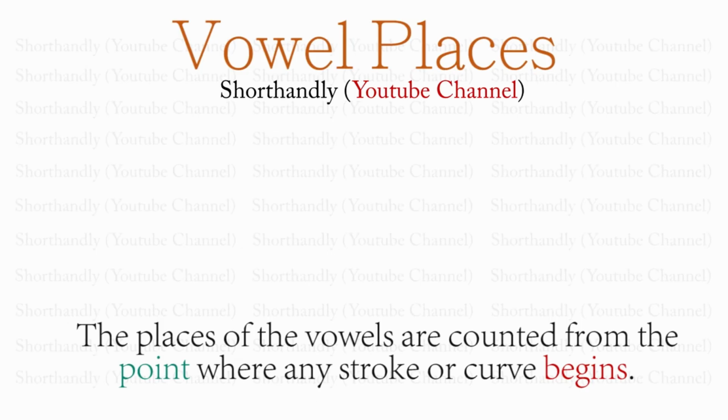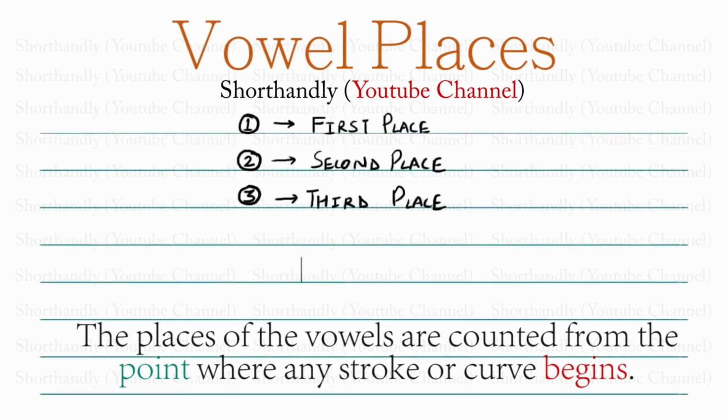Now to understand this statement, we're going to be making a stroke. Suppose we make a stroke here, like this. Notice we started making this stroke from this point, then we moved in the downwards direction, and then we ended this stroke at this point. As we started from this point, this place will always be called the first place.